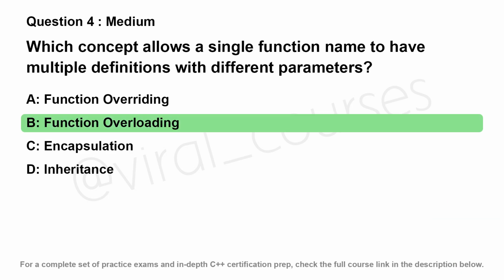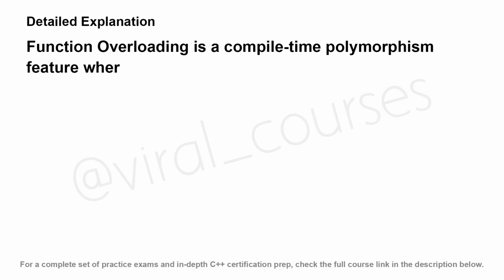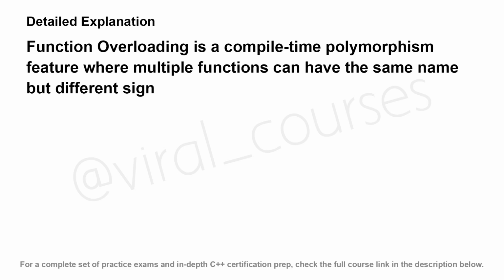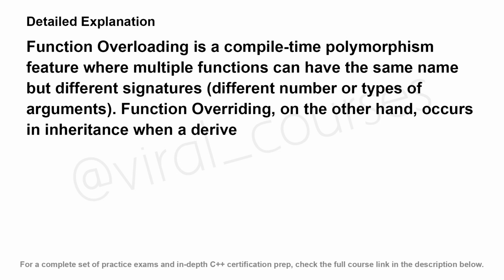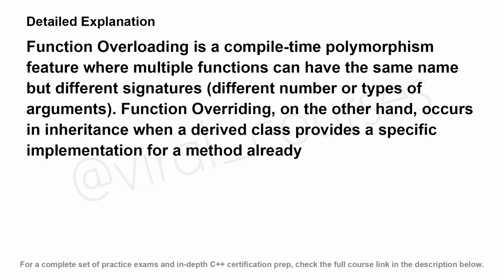The correct answer is B. Function overloading is a compile-time polymorphism feature where multiple functions can have the same name but different signatures, different number or types of arguments. Function overriding, on the other hand, occurs in inheritance when a derived class provides a specific implementation for a method already defined in its base class.